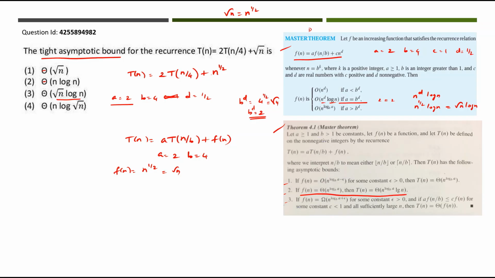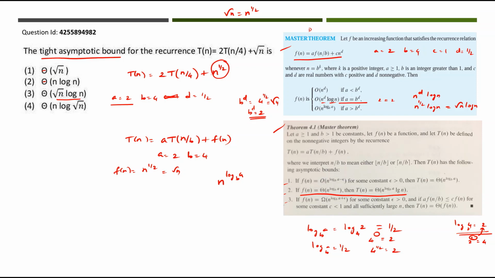We have to first compute n power log a to the base b. So let's take log a to the base b. What is the value of a? It is 2. What is the value of b? It is 4. We know log of 4 to the base 2 is 2. How do we find this? 2 power 2 is equal to 4. Now we have to use the same format. 4 power what will give you 2 here? 4 power 1 by 2 will give you 2. So the answer for log 2 to the base 4 will be 1 by 2. Log a to the base b will be 1 by 2. So we can take f of n as n power 1 by 2.